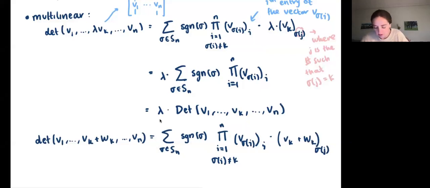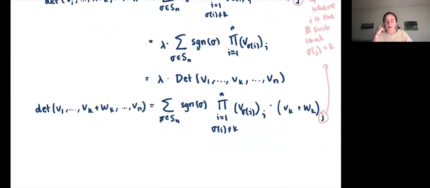Oops, okay, I'm realizing that there's again a mistake in the above. So this is just the jth entry of this, right? Because we know that sigma of j is equal to k. So we want this to be j. Okay, so again, here j is the index such that sigma of j is equal to k.